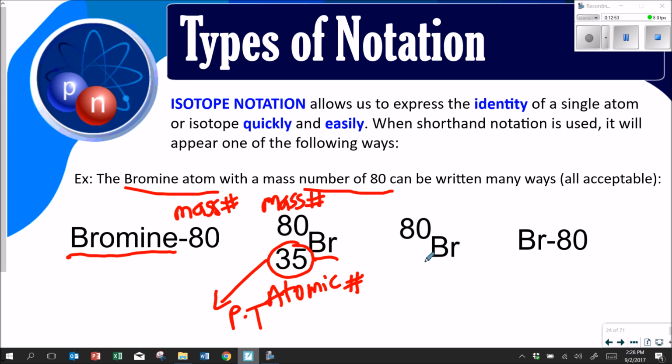A third way is to write the element symbol and only write the mass number on top and not the atomic number, because we can always find that information on the periodic table. And finally, the element symbol followed by the mass number. Be familiar with all these shorthand notations.